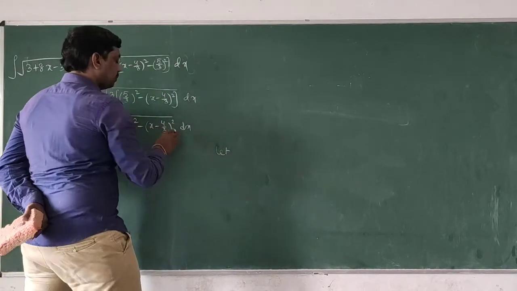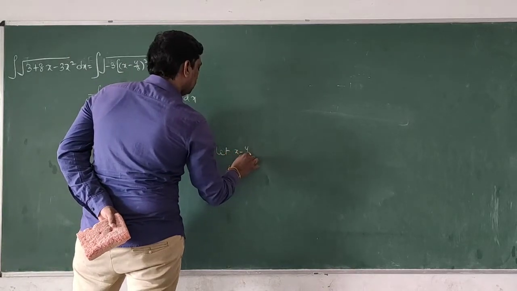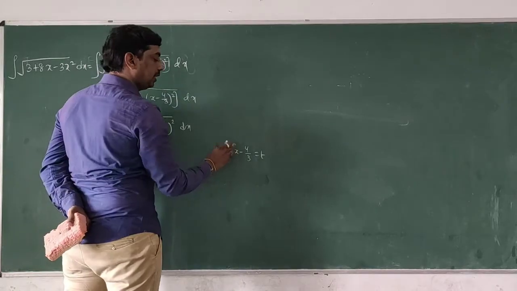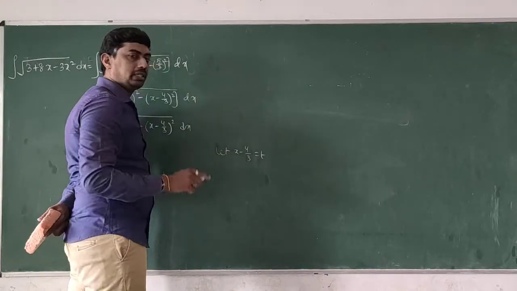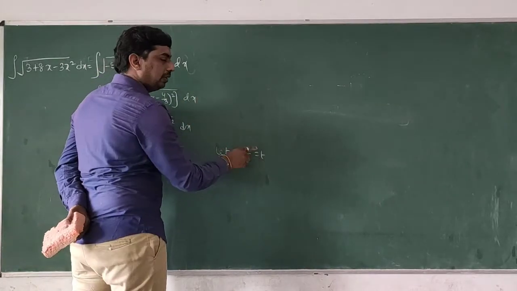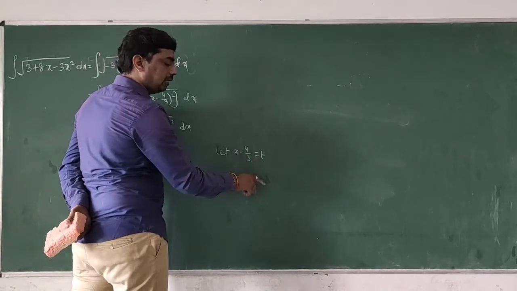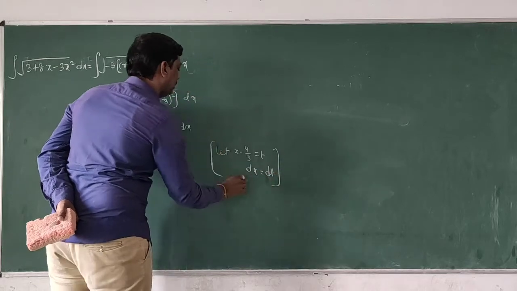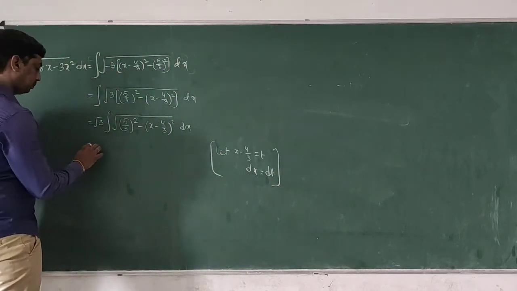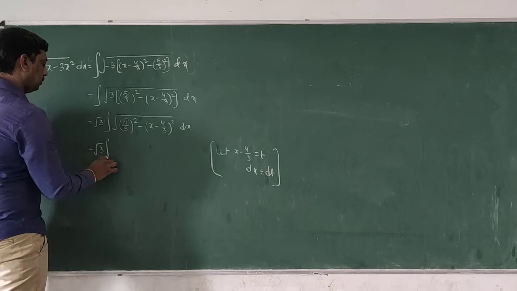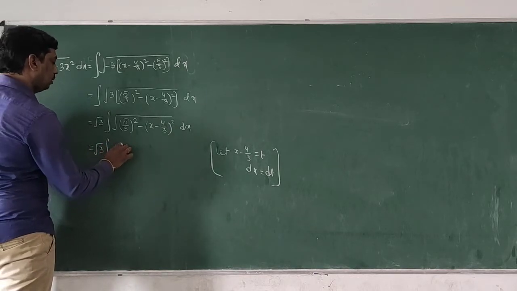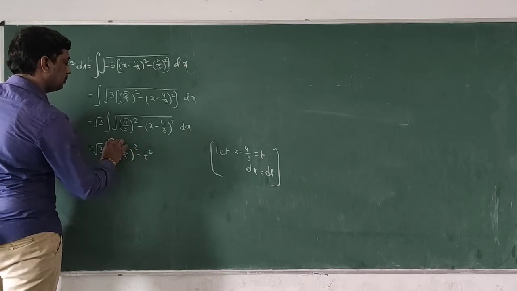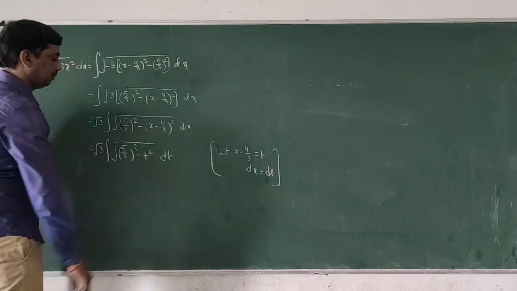Now let this x minus 4 by 3 equal to t. Then differentiate both sides with respect to x. X derivation is 1, minus 4 by 3 derivation is 0, t derivation dt by dx. So 1 equal to dt by dx. Do the cross multiplication, we get dx equal to dt. Now we replace that one. Root 3 into square root of 5 by 3 whole square minus t square into dt.